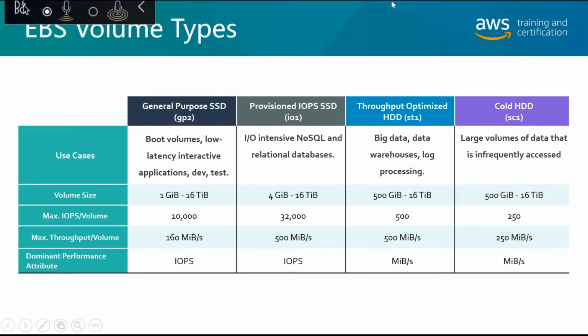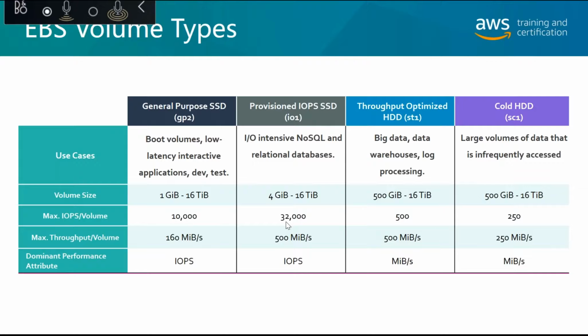Now, the slide that you have right here, if you take a look at that, the types of EBS volumes, and I have this slide in the PDF file in the attachment. So what you have in EBS volume is general purpose SSD. That's usually your boot volume. And if you take a look at the max IOPS per volume, it's about 10,000. And then you have provisioned IOPS SSD, right? And we tend to use those if you're installing a database on EC2, IO intensive NoSQL versus relational. And then the max IOPS is about 32,000.